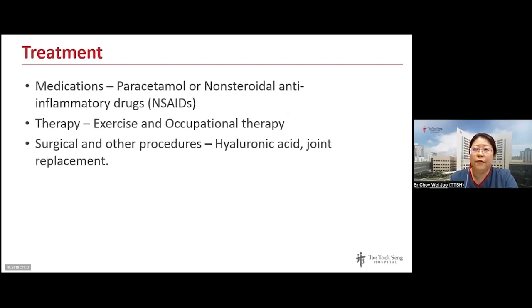Okay, so usually for osteoarthritis, the treatment will be general painkiller like paracetamol, very light painkiller. Sometimes the patient may not be able to tolerate Panadol, like they have allergy, then of course NSAIDs are also allowed, but have to consult a GP or the doctor to get the medicine. Other than that, we also encourage patients to go for exercise, occupational therapy, which I will touch on later. In the end, if the pain is very bad, very advanced osteoarthritis, then surgical and other procedures like hyaluronic acid or joint replacement, which will be at the end of my talk.